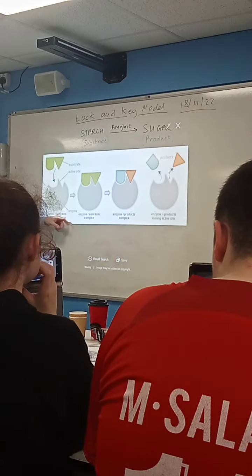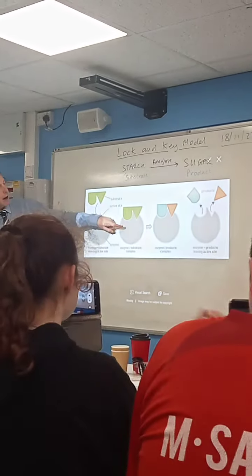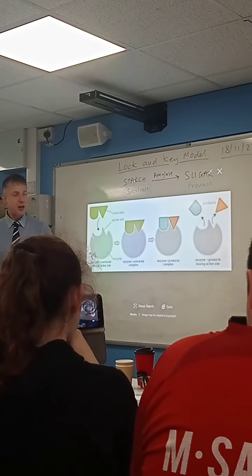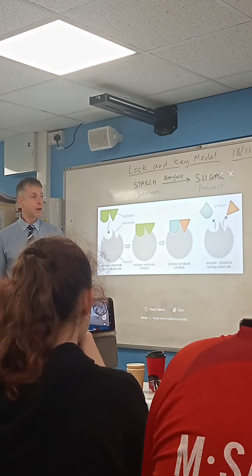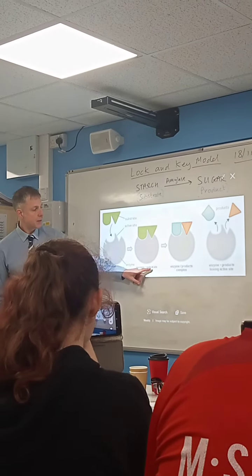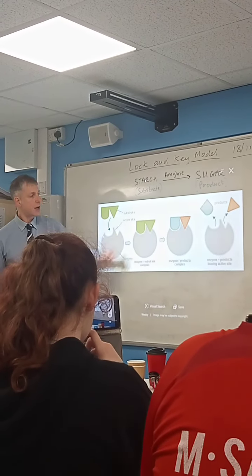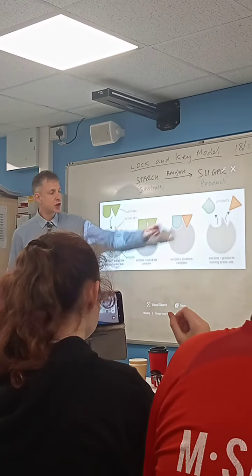Then we form what's known as an enzyme-substrate complex. So there we are, enzyme-substrate complex. And that puts pressure on the bonds that are holding the substrate together, and it breaks them up. So now the substrate is turned into product. Here we've got starch, here we've got sugars. So the starch has been turned into sugars.